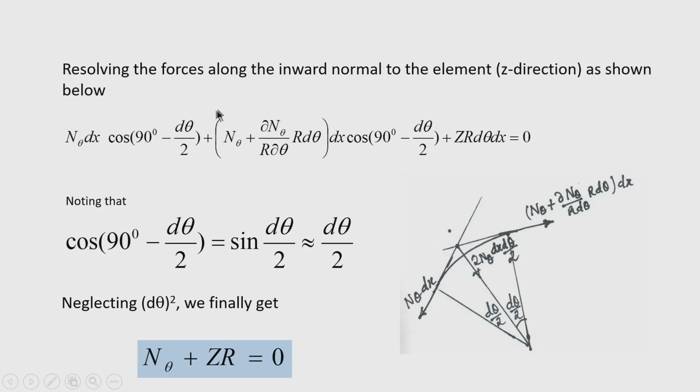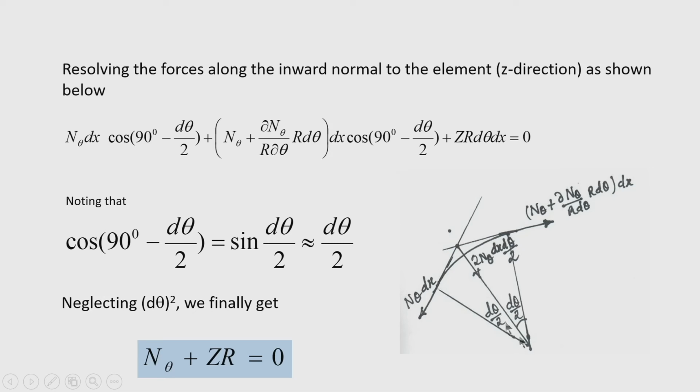Now, in this middle term you will find that (∂n_θ/∂θ) · r dθ will be multiplied by dθ/2. That means dθ squared will come. Since dθ is a small quantity, its square is neglected, so this term can be neglected. Ultimately, neglecting the square of this small term and combining the other terms, it will be n_θ dx dθ/2, and here also n_θ dx dθ/2. So the component will be 2 n_θ dx dθ/2.